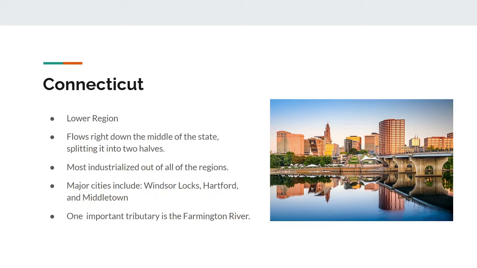Finally, you can find the lower region of the Connecticut River in the state of Connecticut. It flows right down the middle of the state, splitting it into two halves. It's the most industrialized out of all of the regions, and major cities along this segment of river include Windsor Locks, Hartford, and Middletown. Finally, one very important tributary in Connecticut of the Connecticut River is the Farmington River.